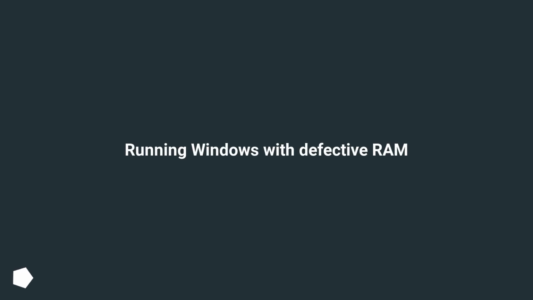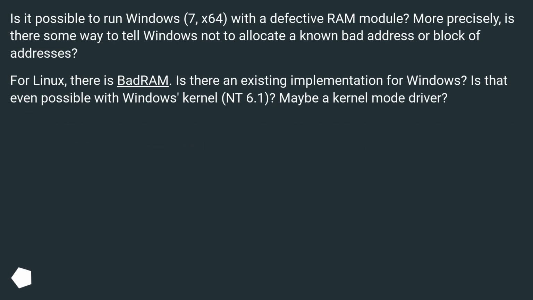Running Windows with defective RAM. Is it possible to run Windows 7 x64 with a defective RAM module? More precisely, is there some way to tell Windows not to allocate a known bad address or block of addresses? For Linux, there is BadRAM. Is there an existing implementation for Windows? Is that even possible with the Windows kernel, NT 6.1? Maybe a kernel mode driver.